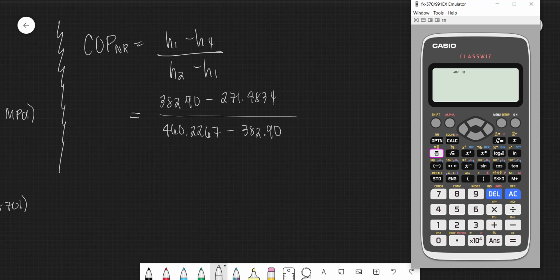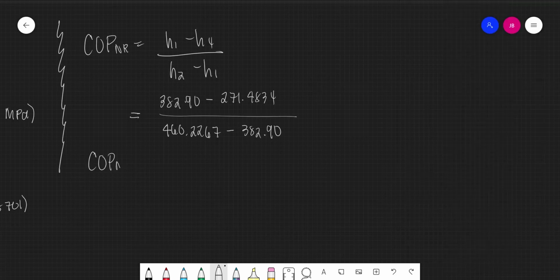Let's input it in our calculator. We have 382.90 minus 271.4834 divided by 460.2267 minus 382.90. We have a COP for the first case that is equal to 1.44. So let us just write it down here. COPNR is equal to around 1.4409. So this is the COP for the first case.